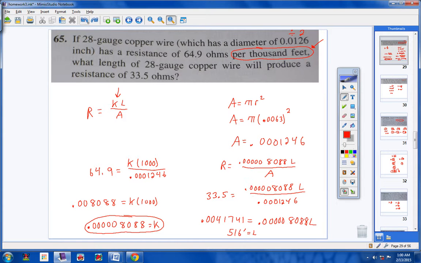Moving on. Next, they asked what length. I know I'm looking for L, so I left L alone, of a 28 gauge copper wire. Remember, a 28 gauge copper wire has this diameter here. So I knew if my diameter had not changed, then my area hadn't changed. So for A, I put the same number I used before. For my resistance R, I put 33.5, because it says, what is the length of a wire producing a resistance of 33.5 ohms? So there it is, guys.